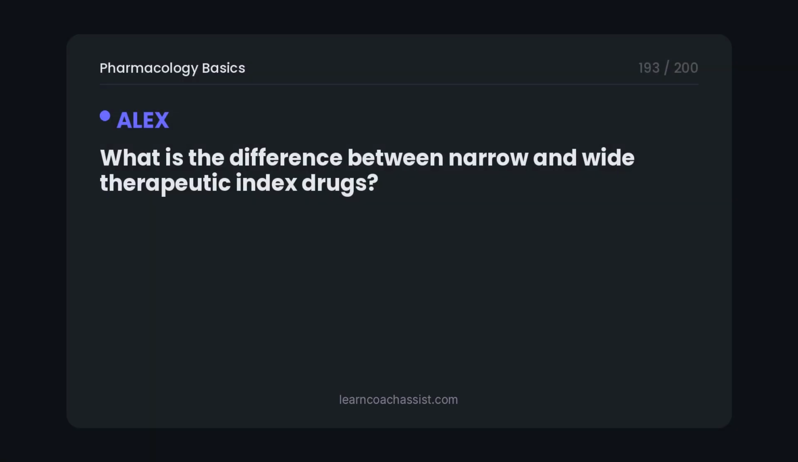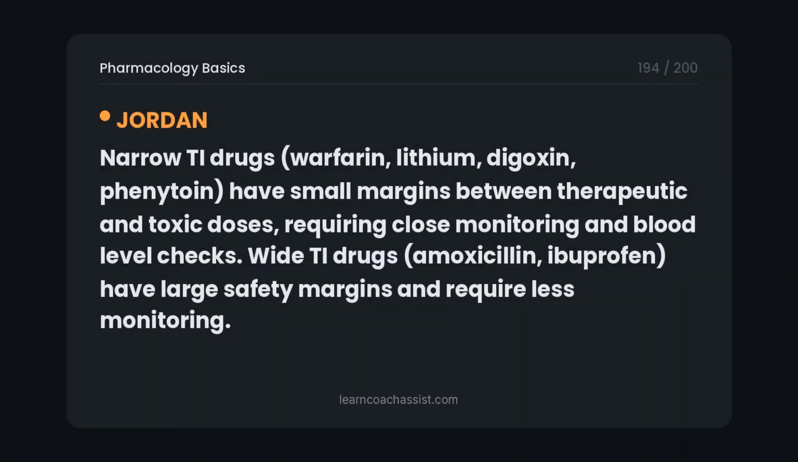What is the difference between narrow and wide therapeutic index drugs? Narrow TI drugs, warfarin, lithium, digoxin, phenytoin, have small margins between therapeutic and toxic doses, requiring close monitoring and blood level checks. Wide TI drugs, amoxicillin, ibuprofen, have large safety margins and require less monitoring.